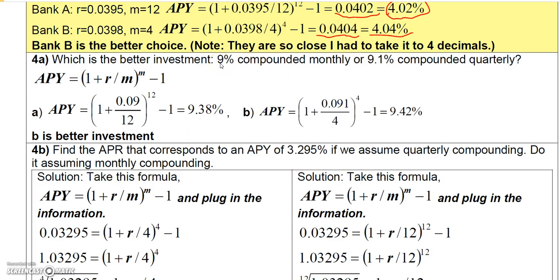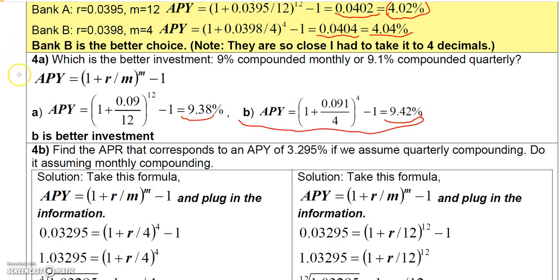If you apply the formula to the 9% compounded monthly, you would get 1 plus 0.09 over 12 raised to the 12 minus 1, which is 9.38%. And if you apply it to 9.1% compounded quarterly, the APY would be 1 plus 0.091 over 4 raised to the 4 minus 1, which is 9.42%. So it looks like the second choice would be better.